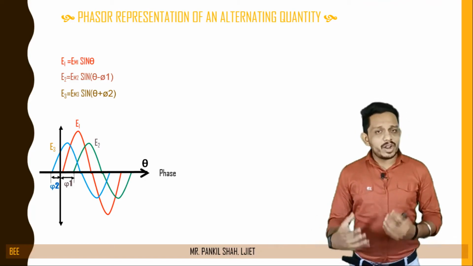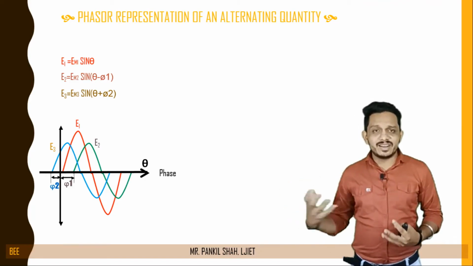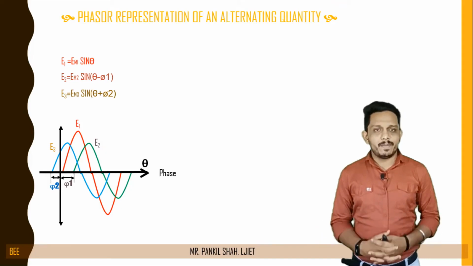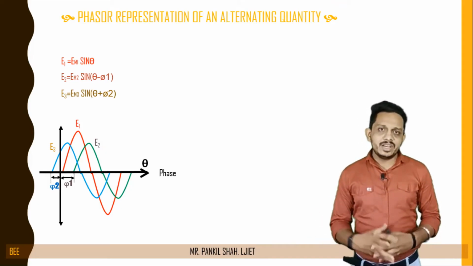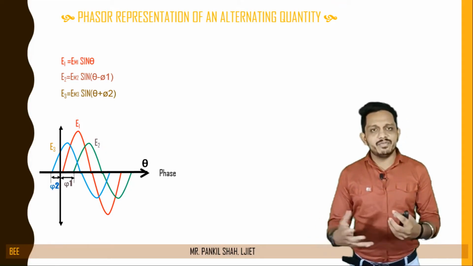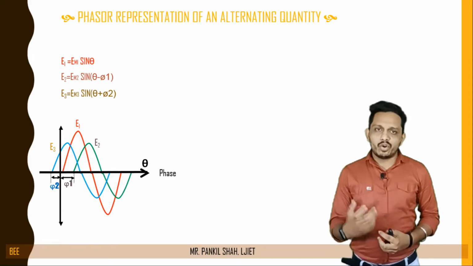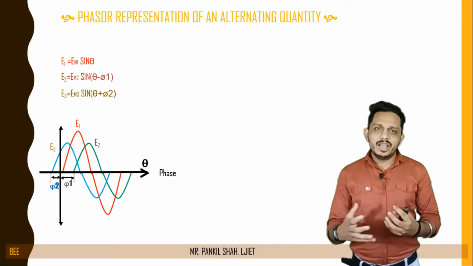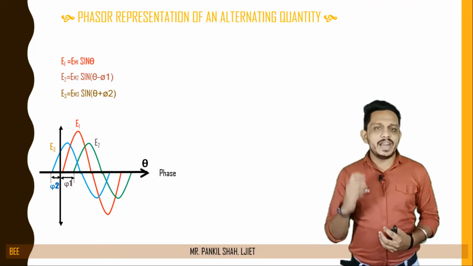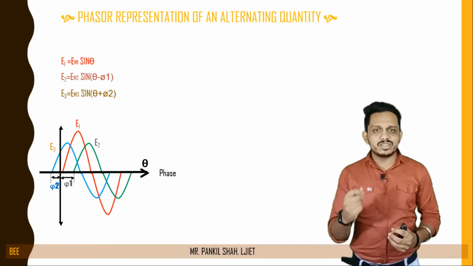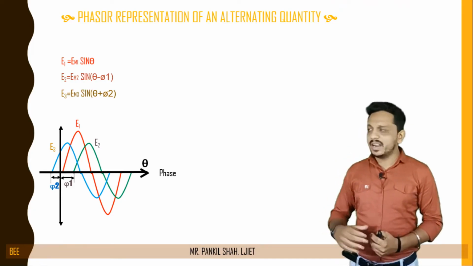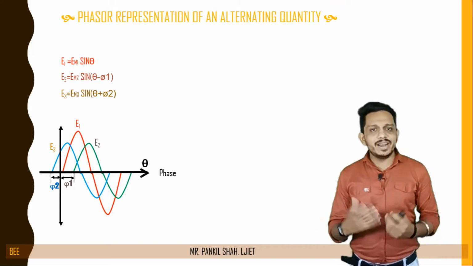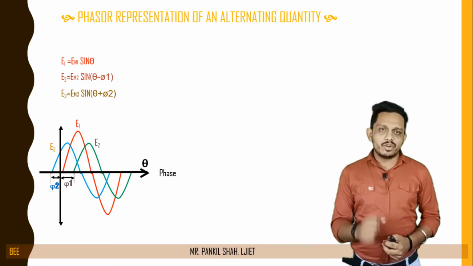So now what if we draw these alternating quantities in vector manner? It will be quite easy to add these alternating quantities in vector manner. To draw an alternating quantity in vector manner, first you have to choose any vector quantity as a reference. Obviously we are taking the first quantity, that is E1, as a reference.